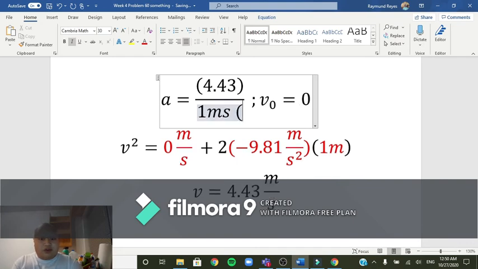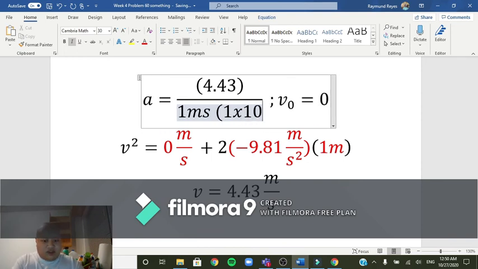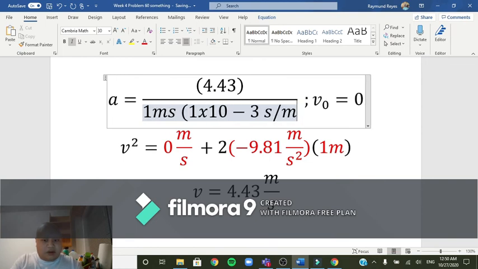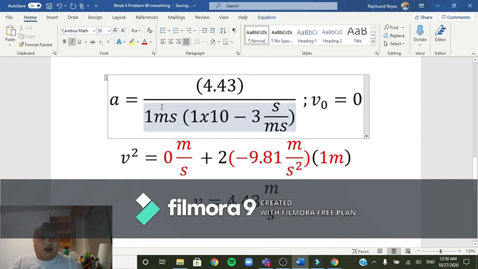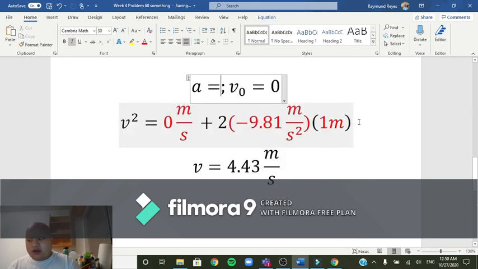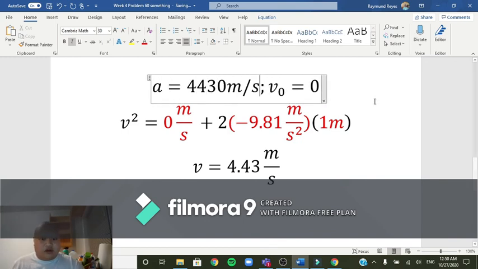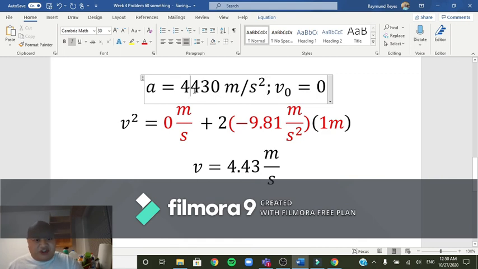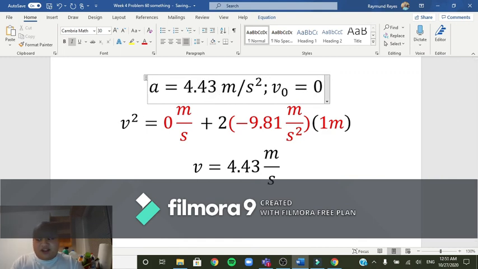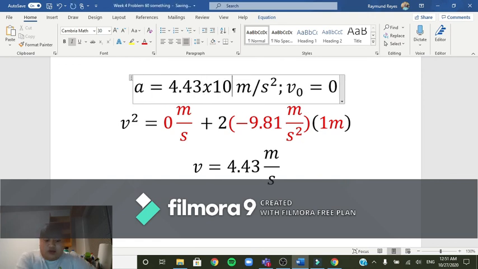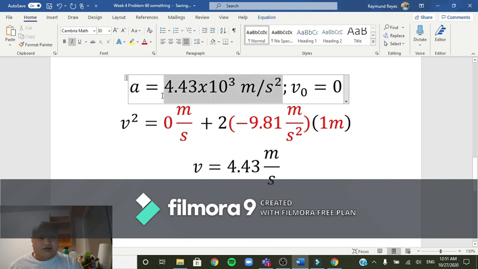We do know that there are 1 times 10 to the negative 3 seconds in a millisecond. So the milliseconds cancel out, and basically the top part just gets multiplied by 1,000. So the answer would be 4,430 meters per second squared. But there's only 3 significant digits, so following the significant digit rule, we have to put this in scientific notation. So it's 4.43 times 10 to the third power meters per second squared. And this is your answer for B.